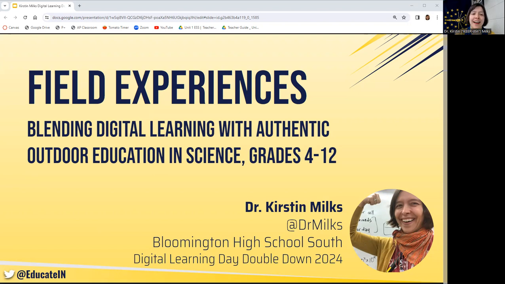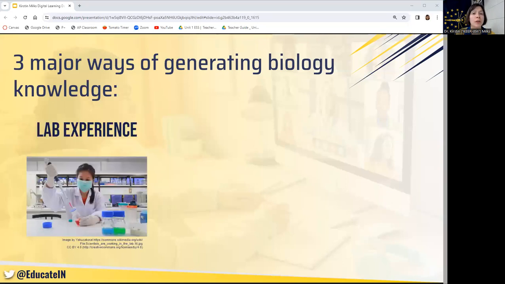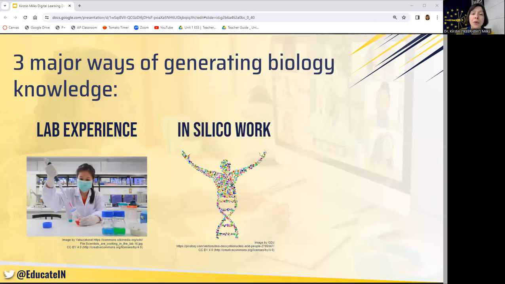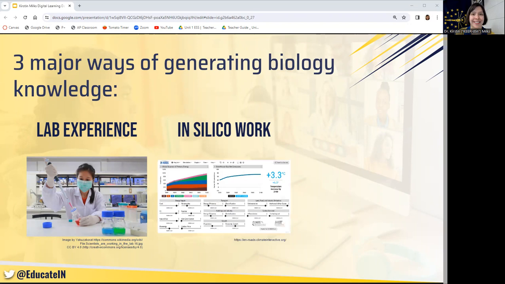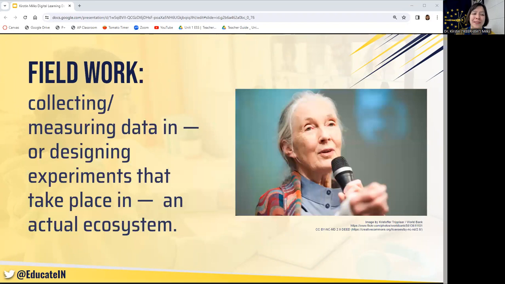In biology class, there are three major ways that we generate biology knowledge, and this is true for scientists as well. We do lab work, we do computer work, whether that is using DNA databases or building and testing simulations and models. But biologists also, historically and now, have learned the most about the natural world by doing field work. If you know about Jane Goodall, you know about field work: collecting or measuring data in, or designing an experiment that takes place in, an actual ecosystem.